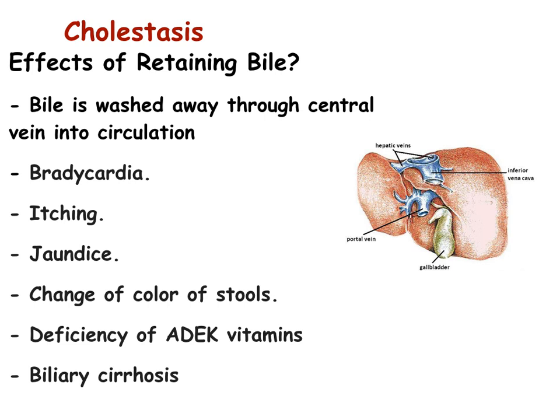So what are the effects of retaining bile? Bile is washed away through the central vein into the circulation, and the bile salts, bile acids and bilirubin would be elevated in the subject. He or she will have bradycardia, itching, jaundice, and change of color of urine and stools. They will get the clinical picture of deficiencies of vitamins A, D, E and K, and eventually they'll get a picture of biliary cirrhosis.